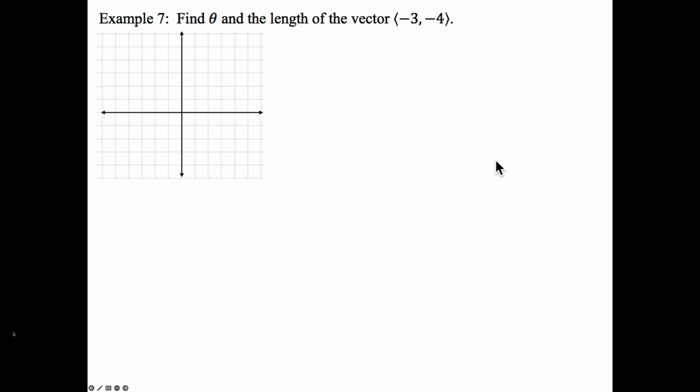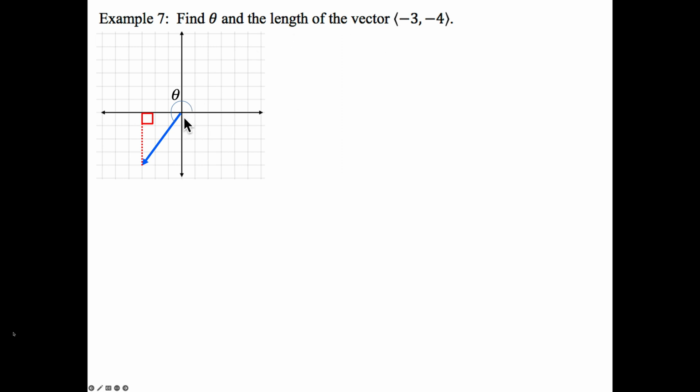If we were asked to find theta and the length of the vector in component form -3, -4, let's plot it. So again, that's the tip of your vector starting at the origin. So we're 3 to the left, down 4, there's my vector. All right, so my theta, positive x-axis, wrapping around counterclockwise till I hit the vector.